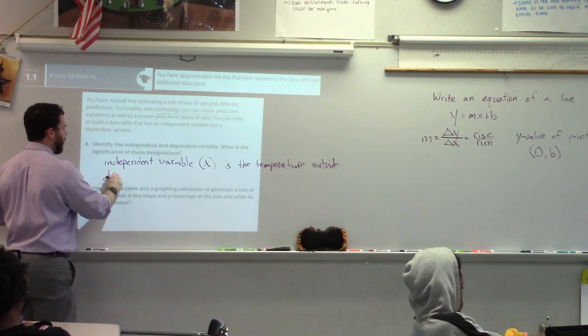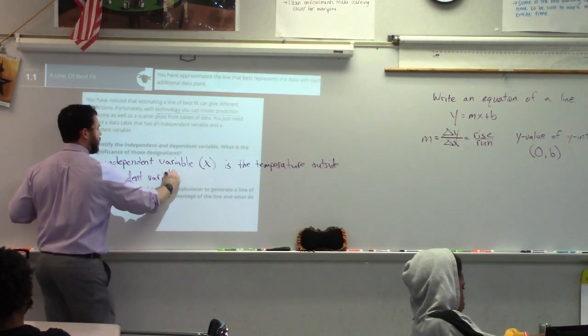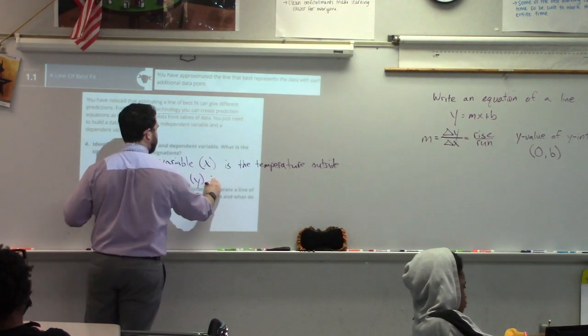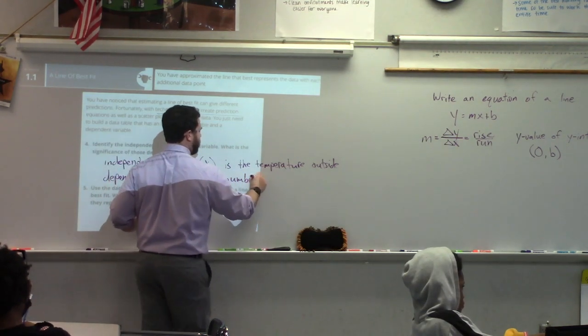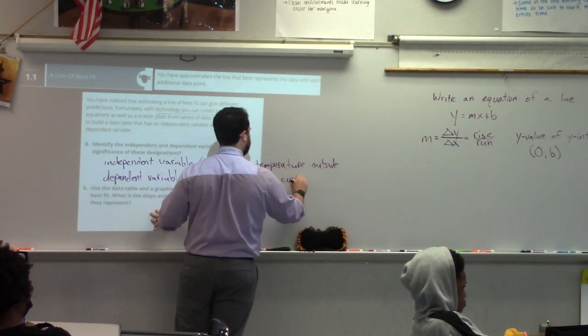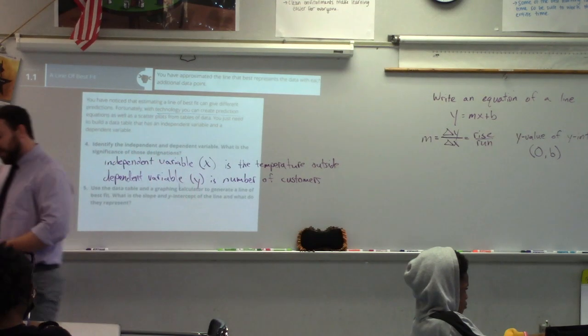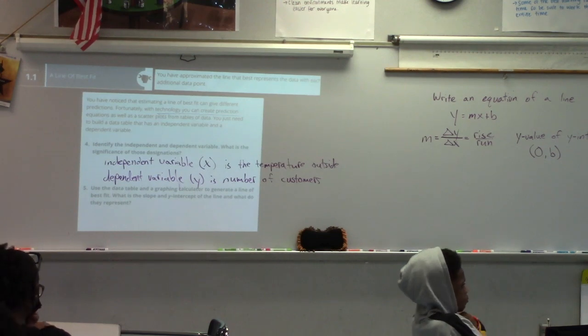Whereas the dependent variable, which letter do we use for dependent? Y. Is the number of customers. Okay. So we're about to get into the technology side about the least squares regression line. I'm going to pause for a second before we do that. So we're going to come back to this task after we finish that one called Squared Up.